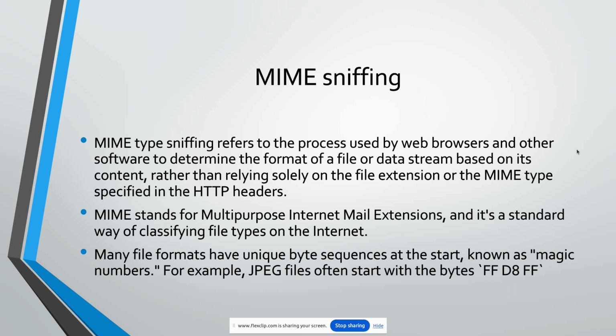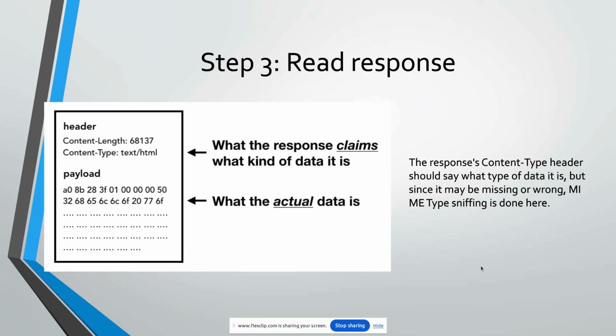So there are a lot of words, but the summary is the magic numbers. Some file formats have a unique byte sequence at the start. For example, JPEG starts with the bytes FF D8 FF, and browsers know it without looking at the content type header.